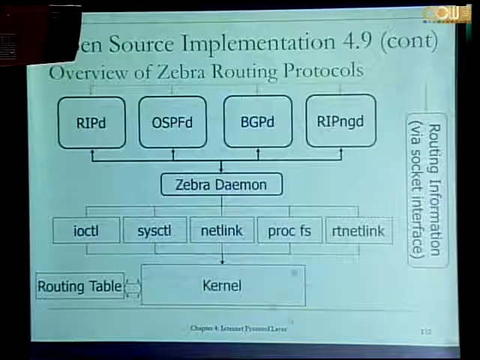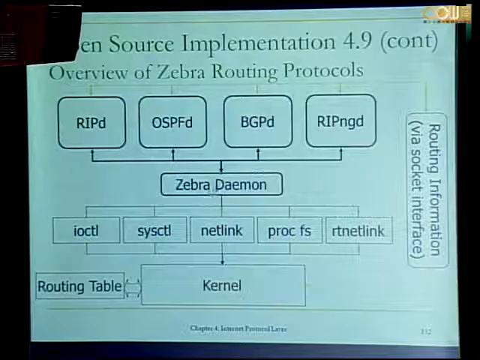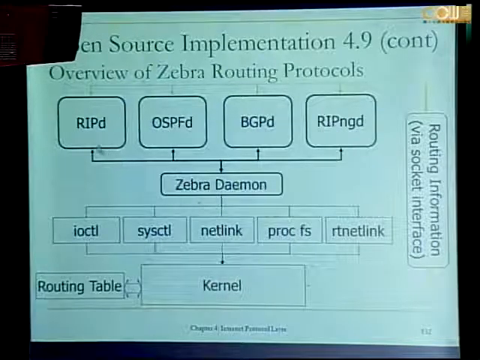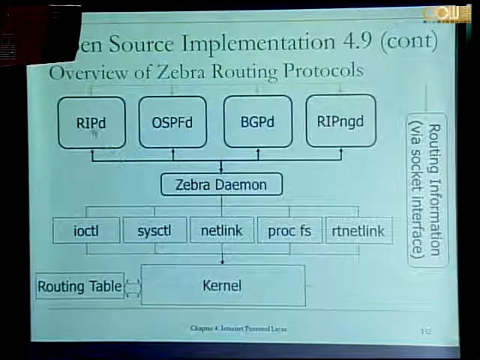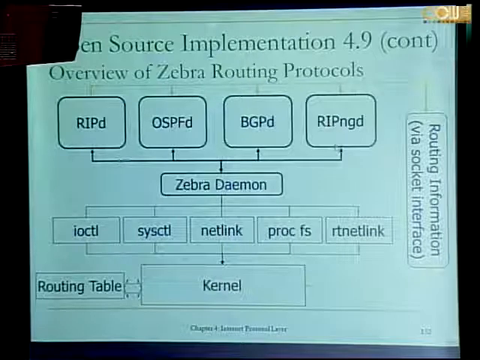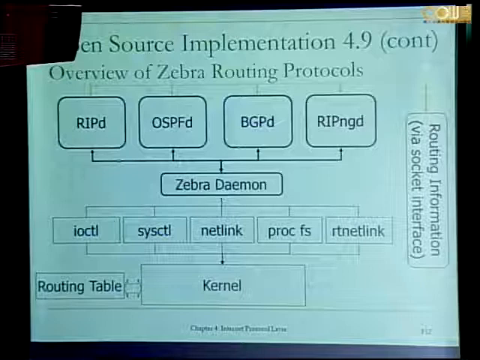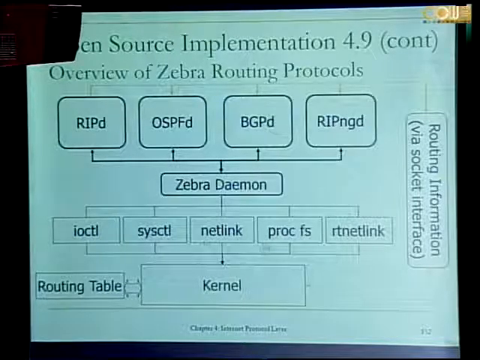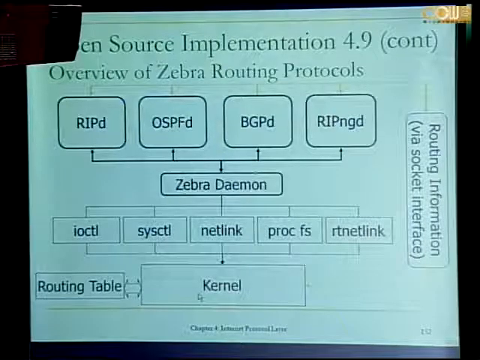And here's a more detailed organization of Zebra. It has a Zebra daemon. It's more like a super daemon, and then a daemon for each routing protocol. So we've got this daemon and also one super daemon, which is the Zebra daemon. The Zebra daemon, to communicate with the kernel, has several interfaces to communicate with the kernel.